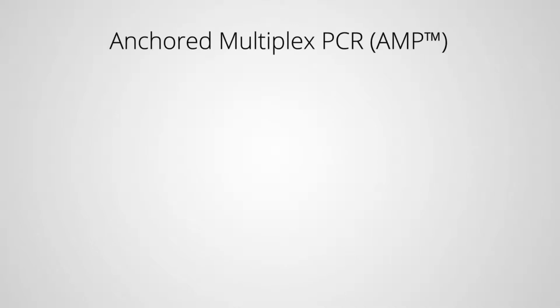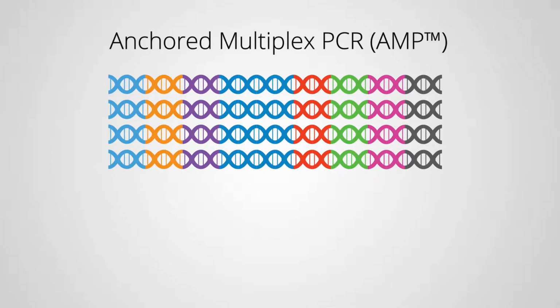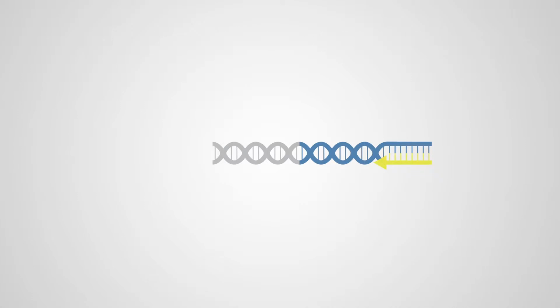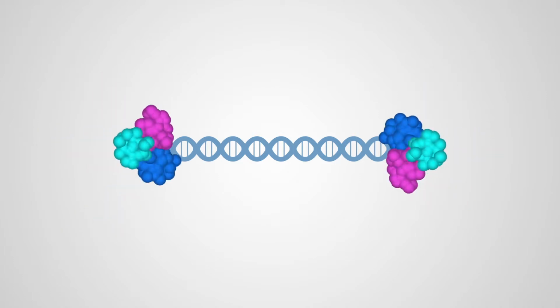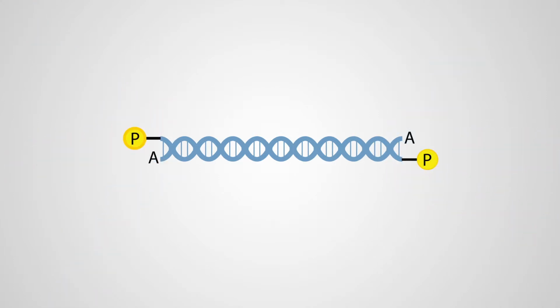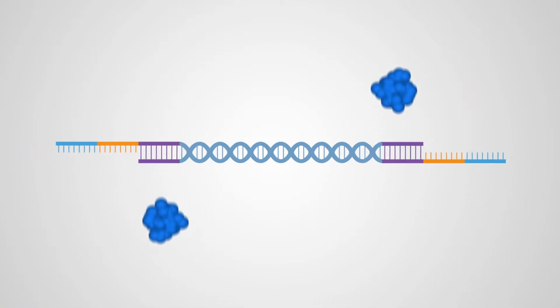Anchored Multiplex PCR, or AMP, allows you to generate target-enriched libraries for next-generation sequencing by using a combination of gene-specific primers and half-functional universal adapters. Input DNA is first enzymatically fragmented, and the ends are blunted, A-tailed, and phosphorylated all in one reaction. The half-functional adapters are then ligated to both ends.